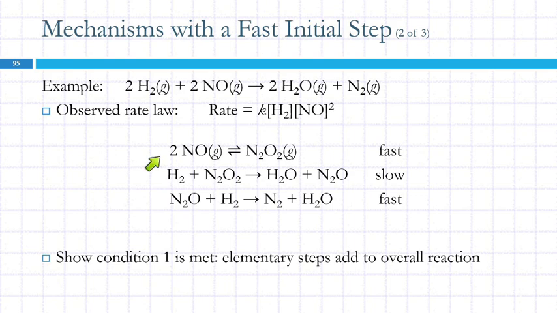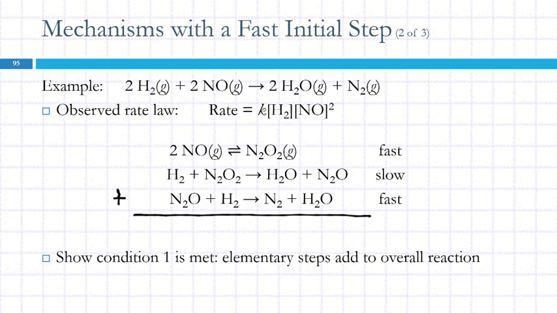So here's the mechanism. The first step is very fast. 2 NOs collide to form N2O2. And then after that, we have a slower step, and then the last step is fast. So first we want to show that condition 1 is met, that the elementary steps add up to the overall chemical reaction. So we'll do that just by adding these 3 equations together.